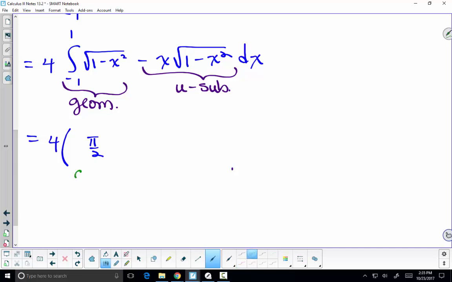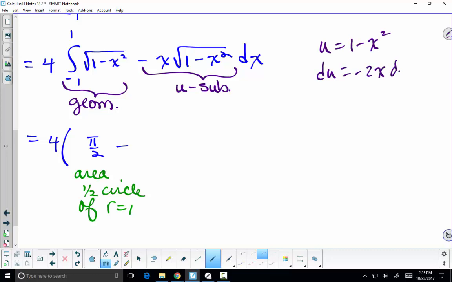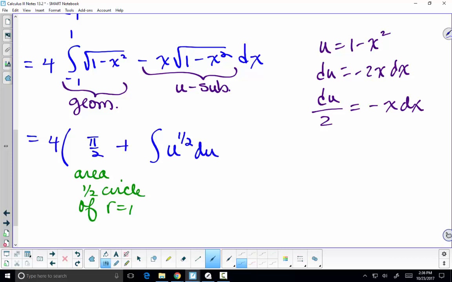So area of the half circle of radius 1, minus, and then over here we're doing a u-sub, and we're letting u equal 1 minus x squared, so du is minus 2x dx. We have a minus x out there, actually. We could absorb that into it. So let's just divide by the 2. So minus x dx plus, we're going to get the integral of u to the 1 half, du over 2, half in front. And then these u limits, we'll just patiently wait on the u limits.